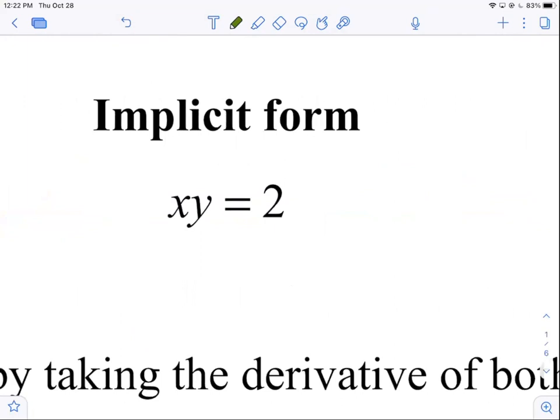It still has the same genetic makeup, right? It's still the same genotype as the other equation. It just has a different phenotype, right? It looks different. So xy equals 2.